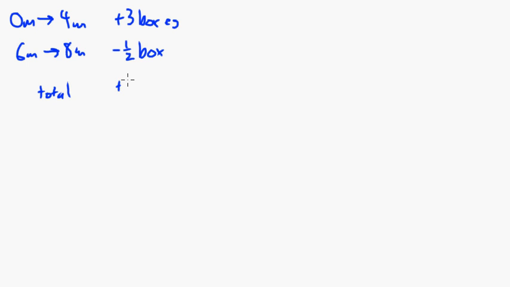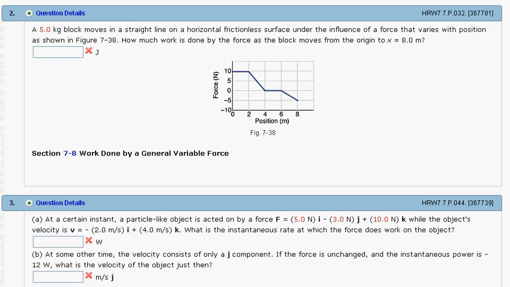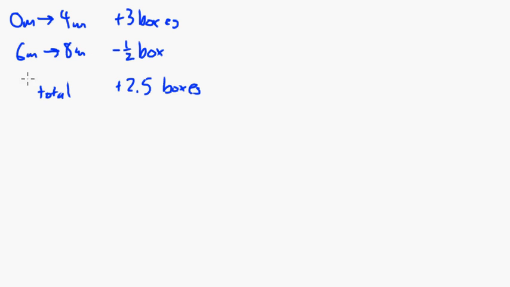So the total is plus 2.5 boxes. So what's a box worth? A box is 2 meters on a side by 5 newtons. So one box, this should be pretty easy, equals 2 meters times 5 newtons, which equals 10 newton meters, but 10 newton meters is 10 joules. So this means this total of 2.5 boxes should be just 25 joules.